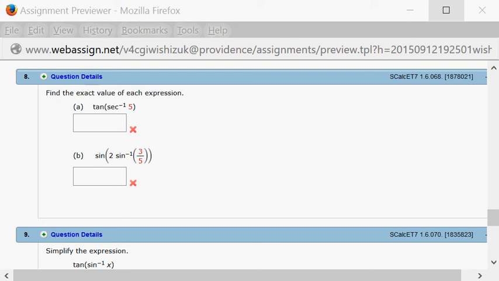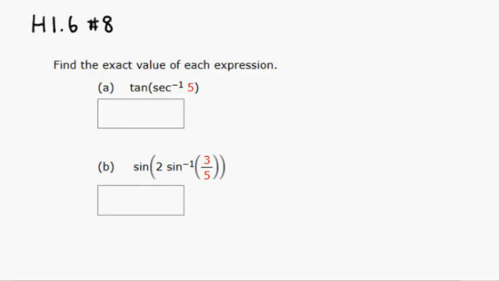Alright, let's look at homework 1.6, problem number 8. Let's simplify these two expressions. First thing is, as usual, if you see arc anything, I'm going to call this guy theta. So we have arcsecant of 5 is equal to theta.